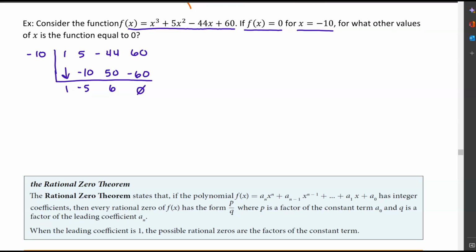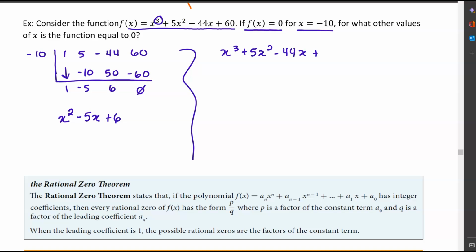And when I write out that quotient, we're going to end up with x squared minus 5x plus 6. I know it's an x squared since that's an x cubed, so it's always one less. So this tells me that the polynomial x cubed plus 5x squared minus 44x plus 60 can be factored into x plus 10 and x squared minus 5x plus 6.